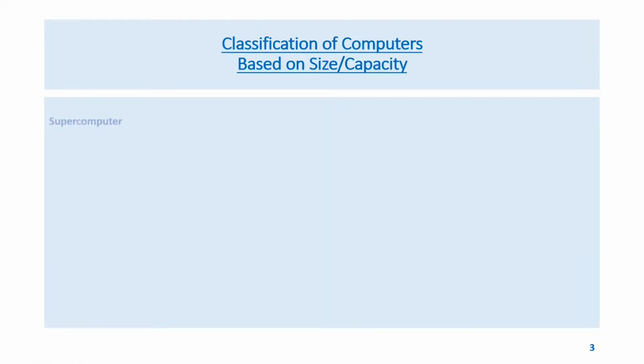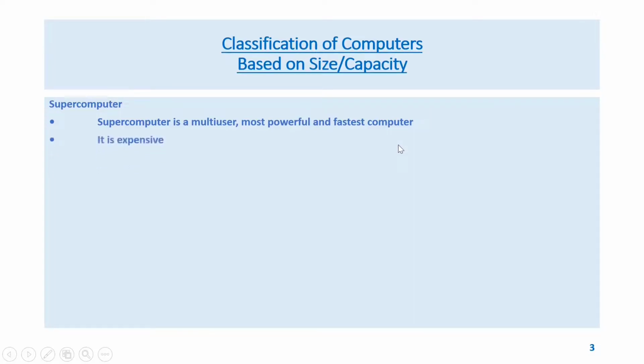Now, let us look at supercomputer. Supercomputer is a multi-user, most powerful and fastest computer. It is quite expensive, mostly used by scientists and engineers. An example of a supercomputer is the Fugaku supercomputer, and there are other supercomputers.